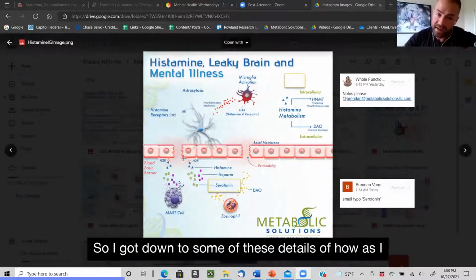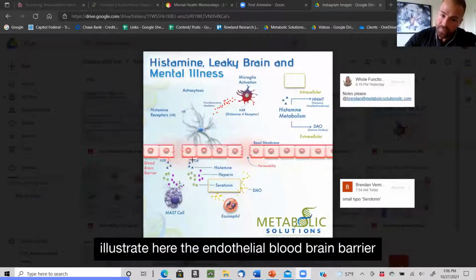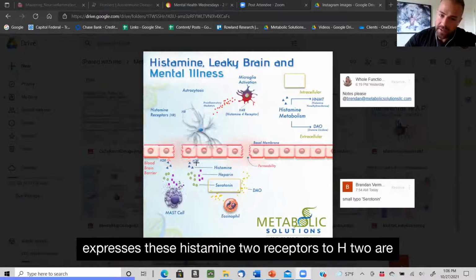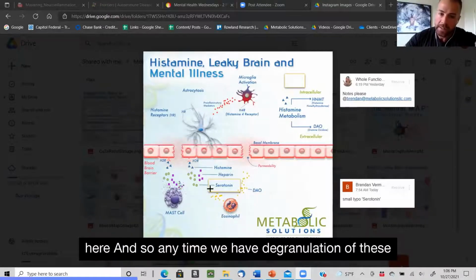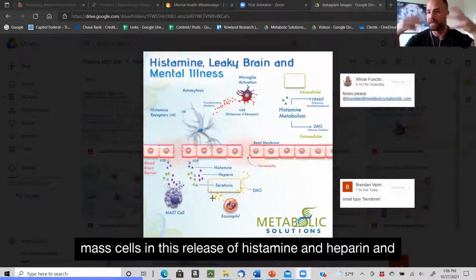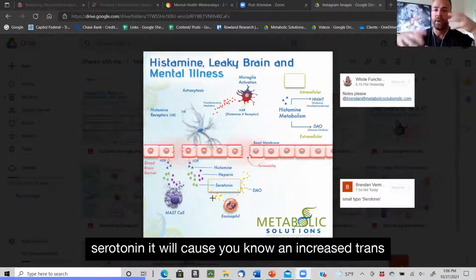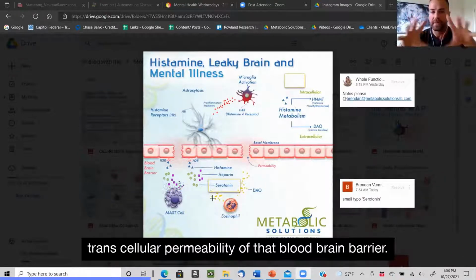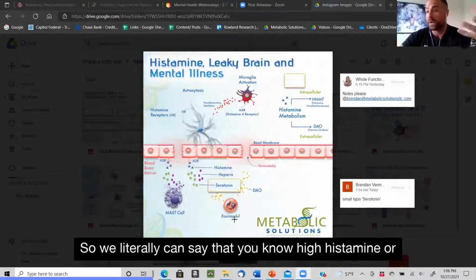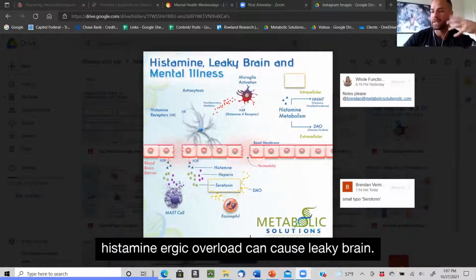So I got down to some of these details of how, as I illustrate here, the endothelial blood-brain barrier expresses these histamine 2 receptors, the H2R here. Anytime we have degranulation of these mast cells and release of histamine and heparin and serotonin, it will cause an increased transcellular permeability of that blood-brain barrier. So we literally can say that high histamine or histaminergic overload can cause leaky brain.